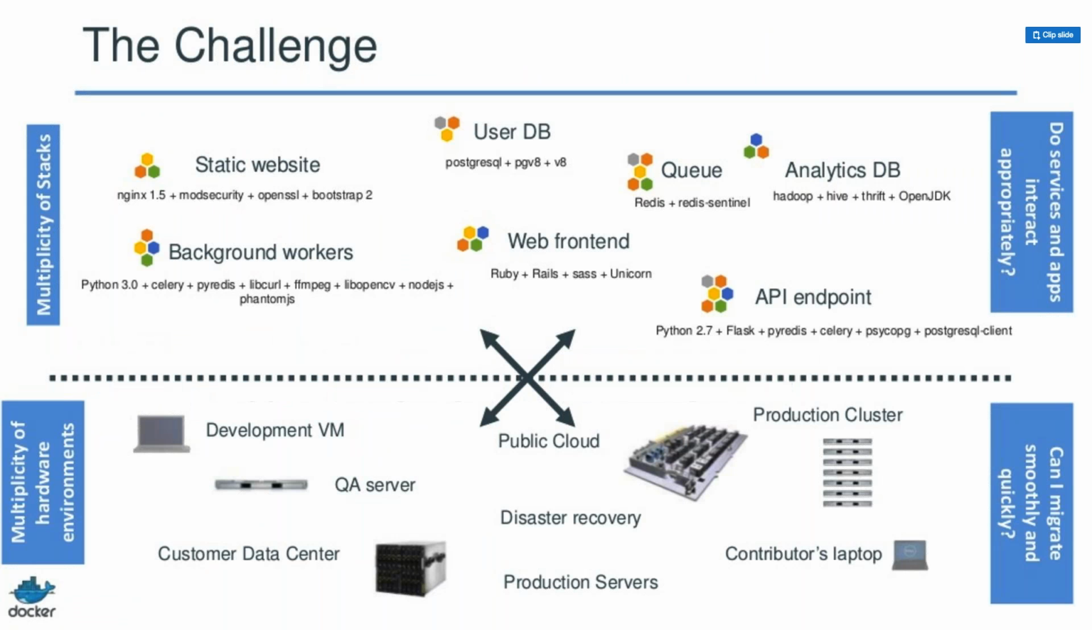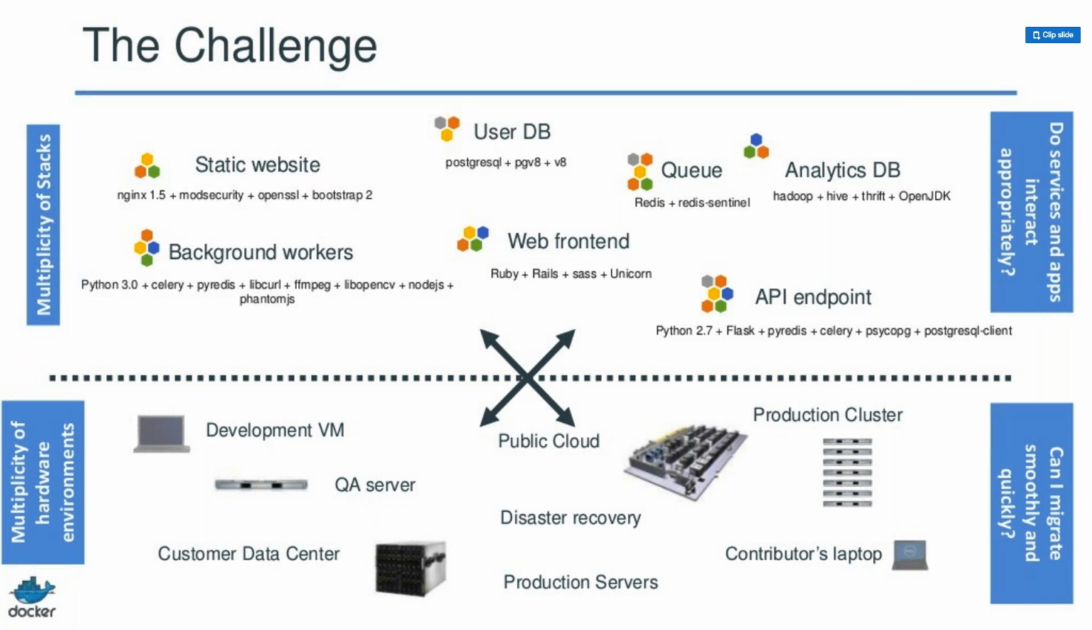And specifically, this was the challenge that people had. You have all of these different stacks: Redis and Redis Sentinel, that's a queue. User database, which is on PostgreSQL. Analytics database: Hadoop, Hive, Thrift, OpenJDK. Ruby frontend will be Ruby, Rails, SASS, and I don't even know what Unicorn is. API is in Python, Flask, PyRedis, et cetera, et cetera.